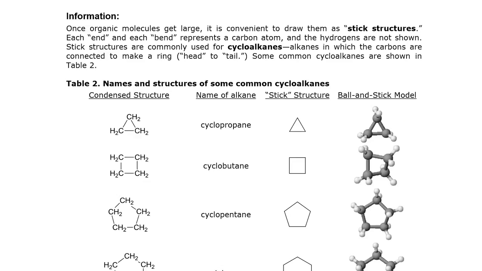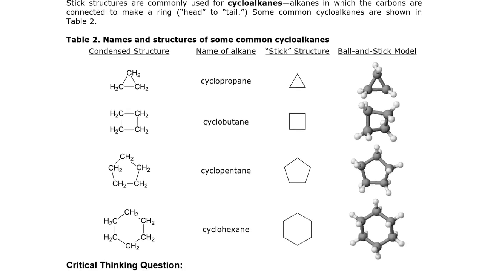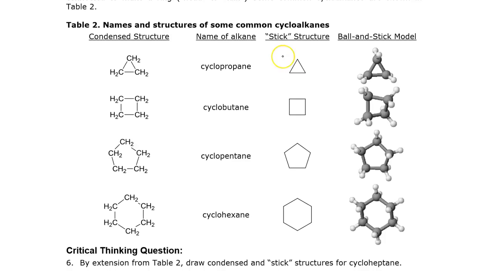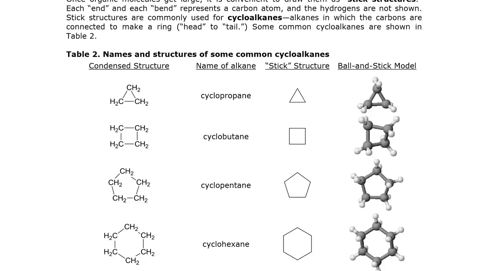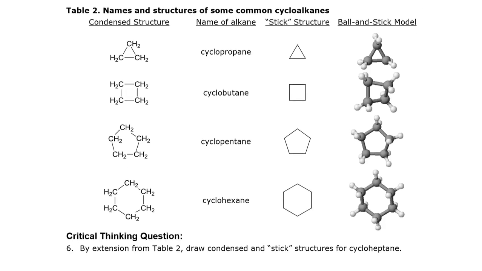Here are the most common, what we call cycloalkanes, where you could say the head and the tail of the alkane are connected. So we have cyclopropane, cyclobutane, cyclopentane, cyclohexane. If you have a molecular model kit, and when I have these in the classroom, we build some models, and you can see how those models that we build look like these pictures over here in the right-hand column, the ball and stick model.